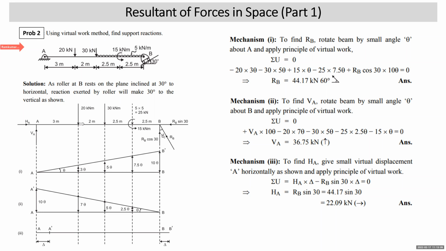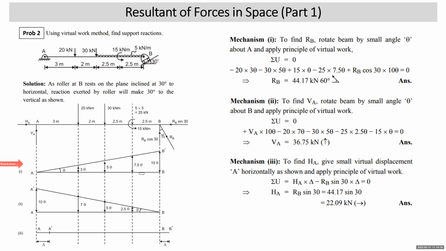20 kilonewton is the load acting vertically downward. By mistake it is written as kilonewton meter; it is not meter, it is kilonewton. I hope you understand. 20 kilonewton, this is 30 kilonewton, and this UDL is replaced by 5 into 5, that is 25 kilonewton. And this 15 kilonewton meter is an external moment. Is that clear? Now, this is mechanism one, that is the first part.